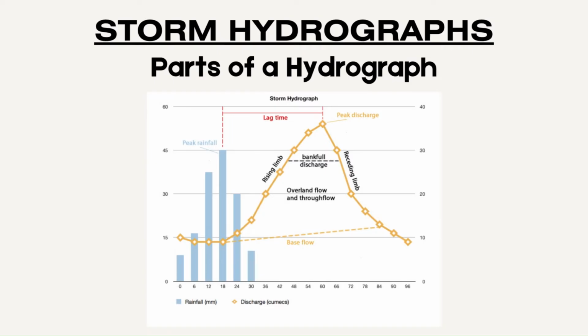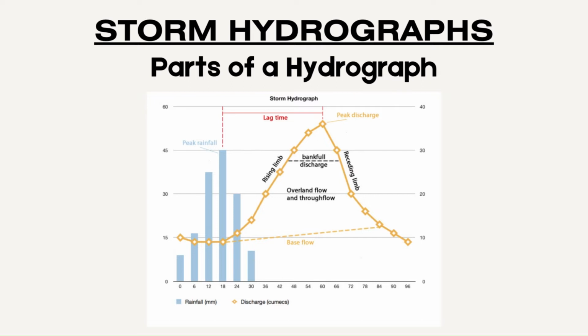Water moves over the land as overland flow, and also through the soil as through flow, eventually reaching the river. The highest point on the orange line is called the peak discharge. This is when the river is carrying the most water. If the discharge goes above the bankfull level, marked by the dashed black line, the river could overflow and cause flooding.